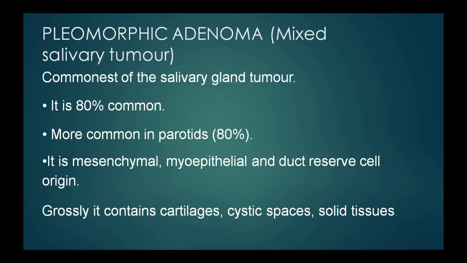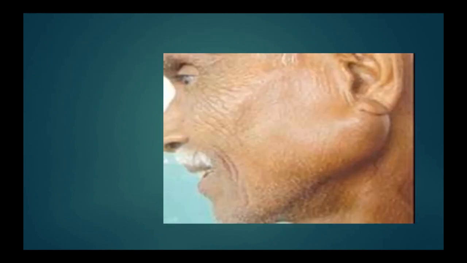Now coming to the pleomorphic adenoma itself, it is also known as a mixed salivary tumor. It is the commonest of the salivary gland tumors. As you know, by the rule of 80, it is 80% common and more common in the parotid. That is, 80% of the cases are present in the parotid gland. It has mesenchymal, myoepithelial and duct reserve cell origin. Grossly, it contains cartilages, cystic spaces and solid tissues.